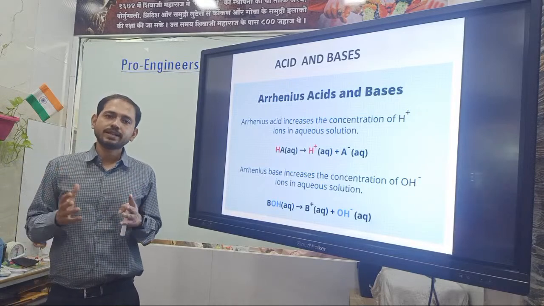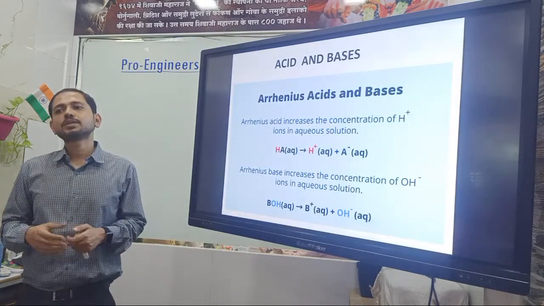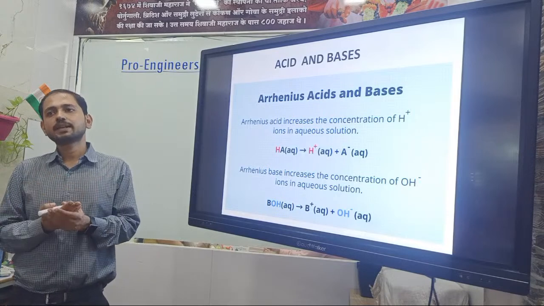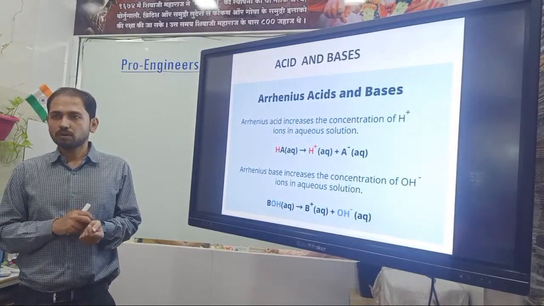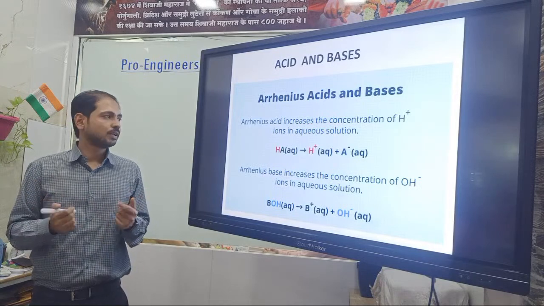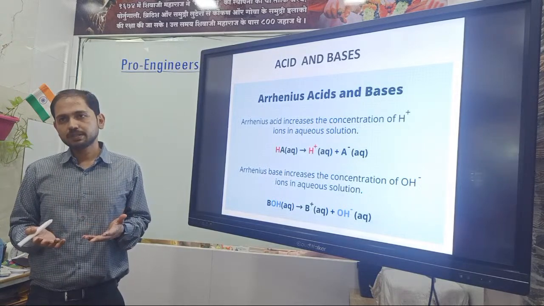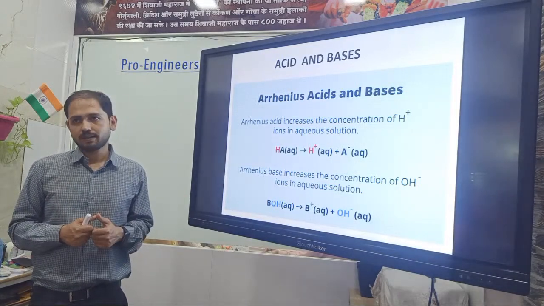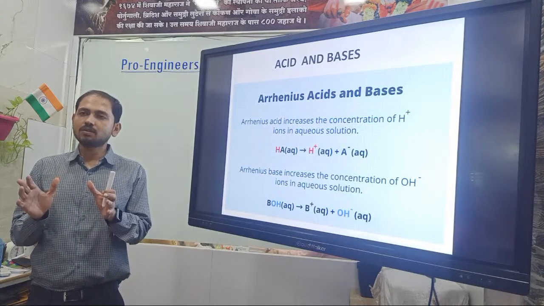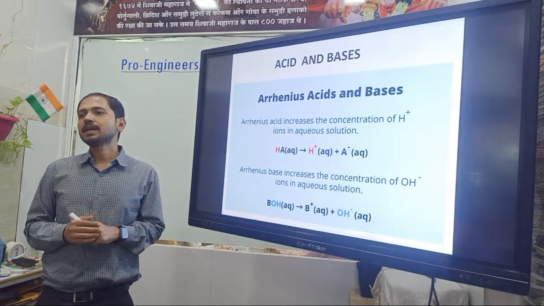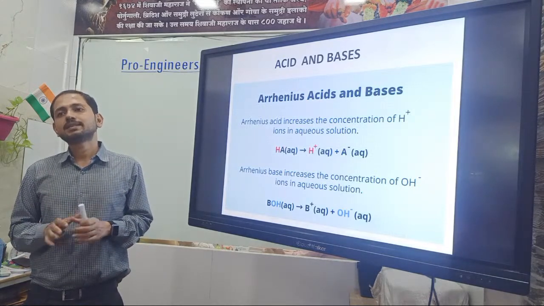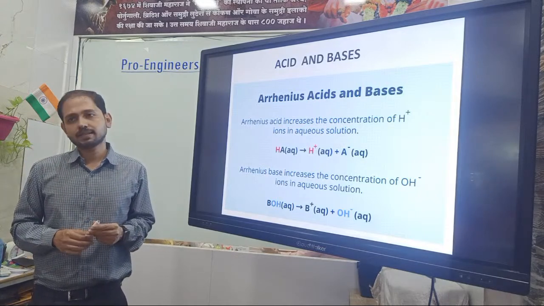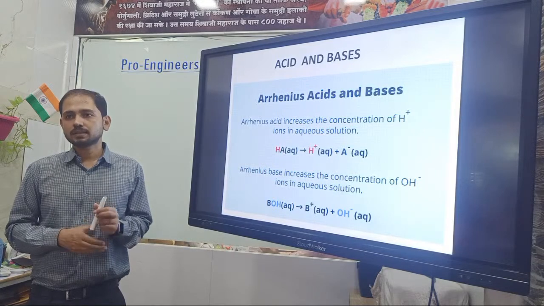Usually a 10th standard student understands that an acid is something which gives H plus and a base is something which gives OH minus, and acid and base react together to produce salt. For example, NaOH and HCl react to give NaCl and water. That is the only concept we have had so far about acids and bases, but it is not so simple. There are different types of concepts about acids and bases that we need to understand.